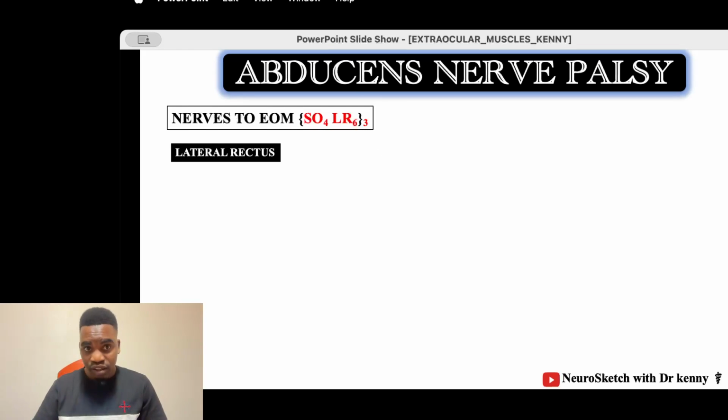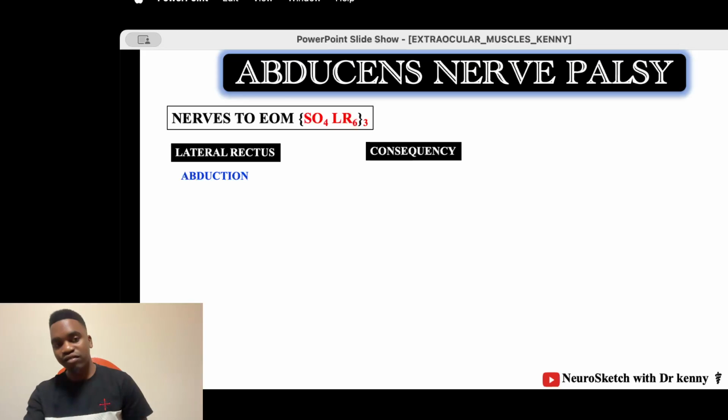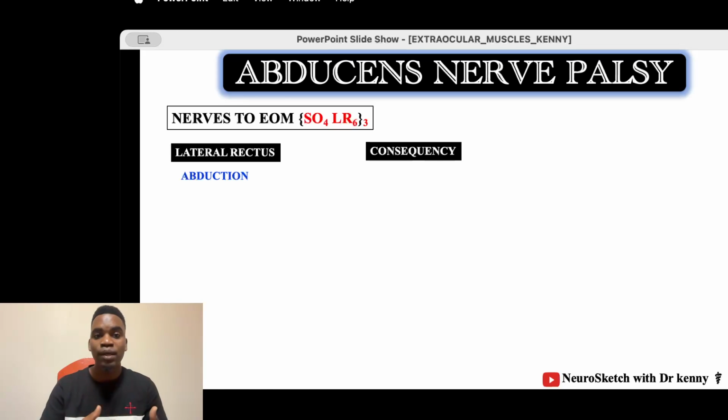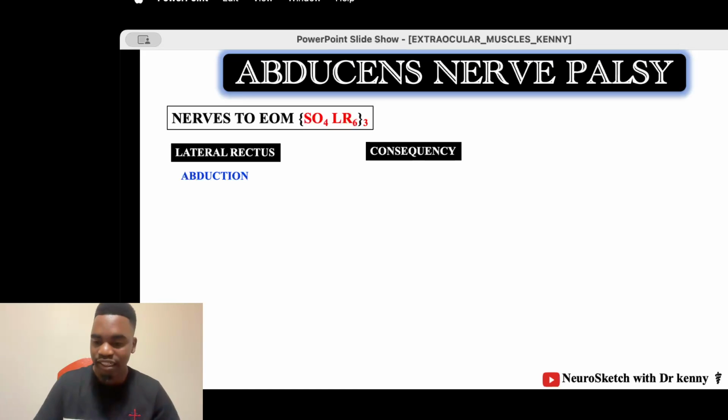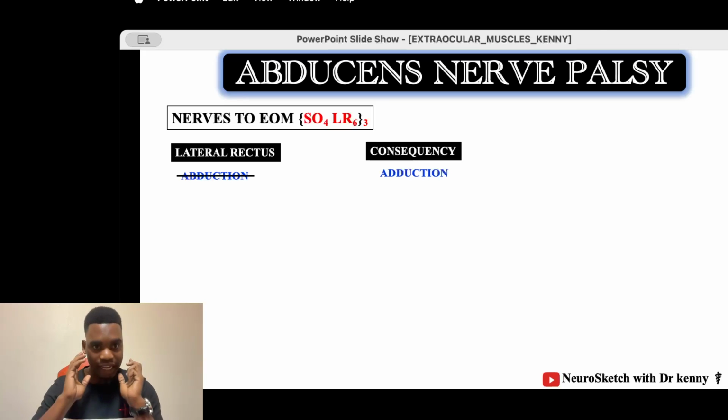So what is the function of the lateral rectus? What is the action of the lateral rectus? That will always be abduction. Abduction is the only function of the lateral rectus. So what if we have damage to the abducens nerve, cranial nerve number 6, the nerve that supplies the lateral rectus? The lateral rectus has the function of abduction, so we are removing that abduction function. So what will happen? The eye will adduct a little bit. Cancellation of the movement of the lateral rectus will result in adduction.